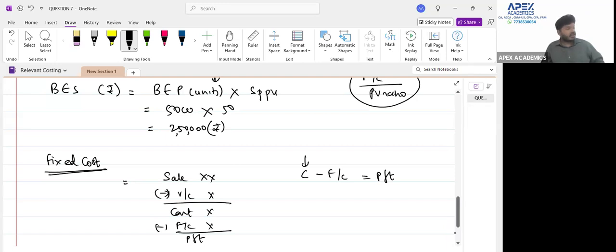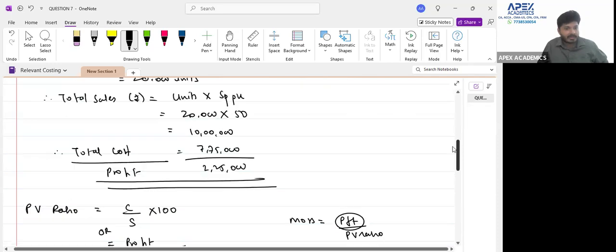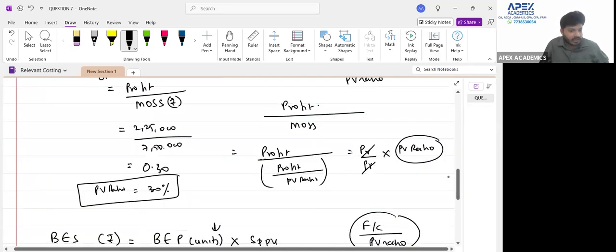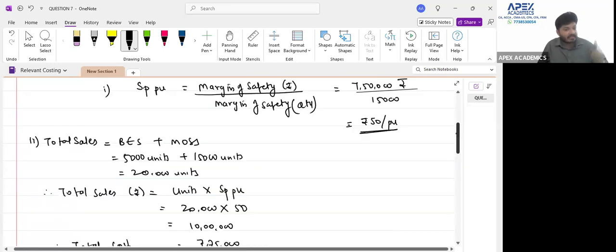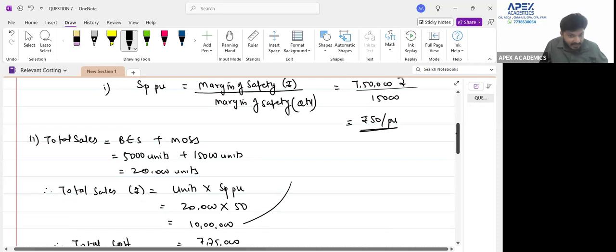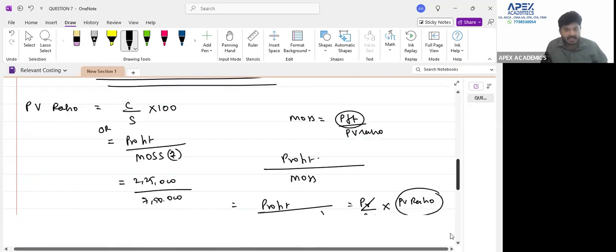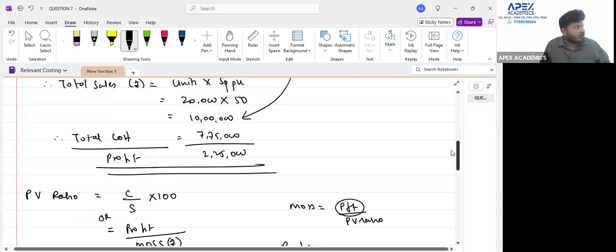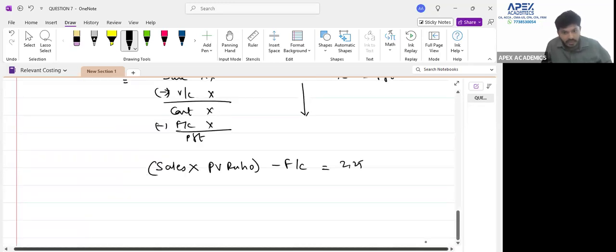क्या मेरे पास कंट्रीब्यूशन आज है? आज मेरे पास कंट्रीब्यूशन नहीं है. मेरे पास पीवी रेशो है. व्हाट इज माय पीवी रेशो? सर पीवी रेशो इज 30%. सर क्या मेरे पास सेल्स है? जी हाँ, मेरे पास टोटल सेल्स है 10 lakhs. तो क्या मैं ऐसे कहूं कि कंट्रीब्यूशन इज नथिंग बट सेल्स मल्टीप्लाइड बाय पीवी रेशो, माइनस फिक्स्ड कॉस्ट इज इक्वल टू प्रॉफिट. और हम लोग ने प्रॉफिट कितना कैलकुलेट किया था? 2,25,000.